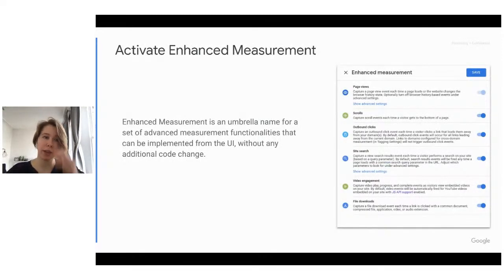In terms of the enhanced measurement events, you'll see a list of various options available. We have page views, which is an automated event, and you can't toggle it off completely. But you can toggle on and off things like scrolls, outbound clicks, view engagement, and file downloads. If you don't want any of those events, you can toggle them off and they won't be collected. If you do have them on, those events will be collected automatically, and you don't need to modify your tag to collect them.